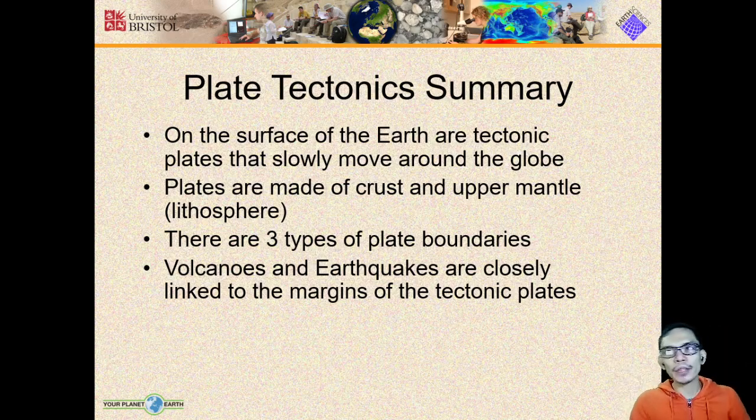To summarize everything, on the surface of the Earth there are tectonic plates that are moving around the globe, and these plates are made up of crust and upper mantle, which we call the lithosphere. There are three types of plate boundaries as these plates move on the Earth: the divergent, the convergent, and the transform plate boundary. Volcanoes, earthquakes, and mountain ranges are closely related to tectonic plates.